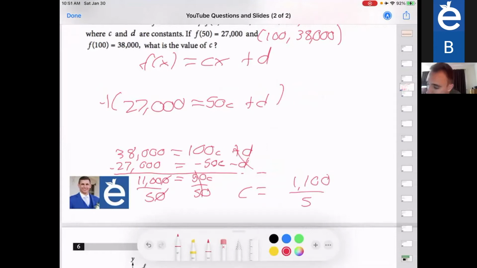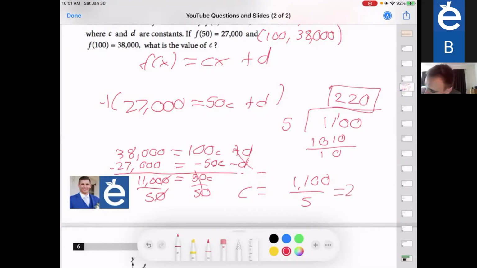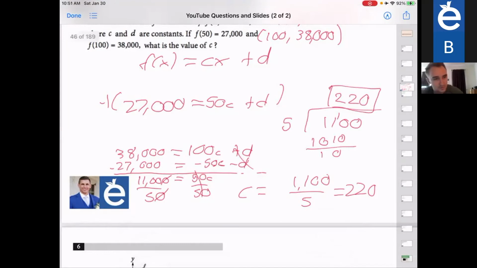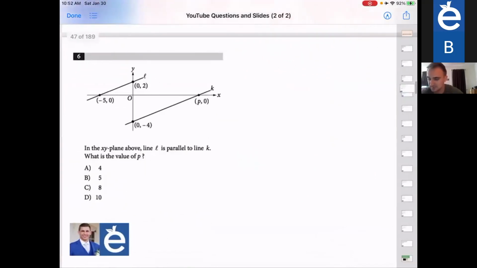And depending on whether or not this is a calculator section, pretty easy division. I could even do this the long division route. $220 is my answer for c. Okay. That was page 46. I'll do a couple more in this section.